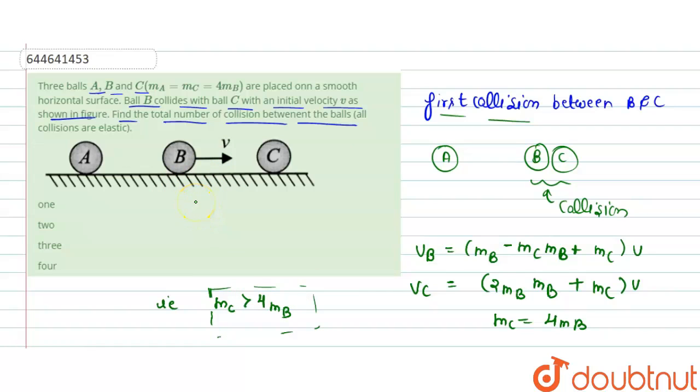Because B has negative velocity, after hitting ball C the ball moves back and hits ball A. So ball B collides 2 times. Okay, so the answer to this question is 2.